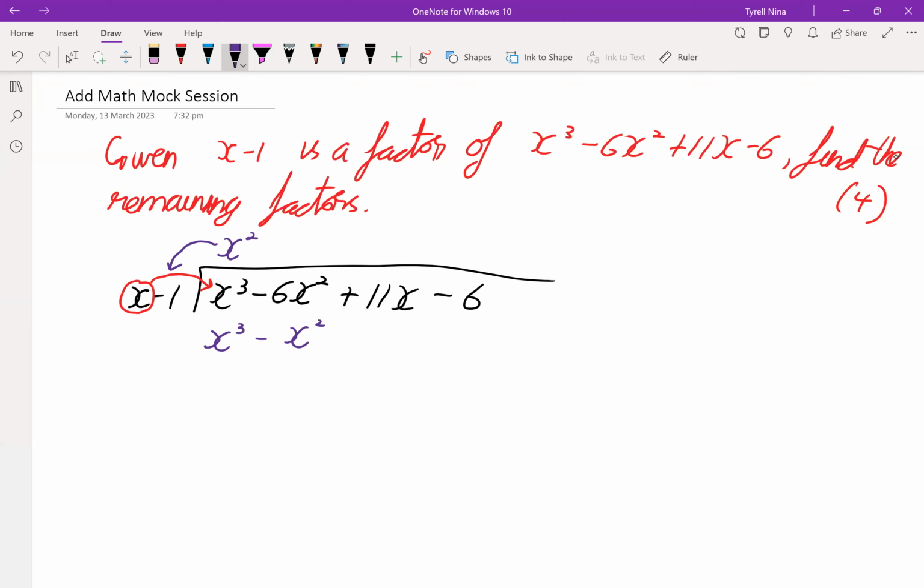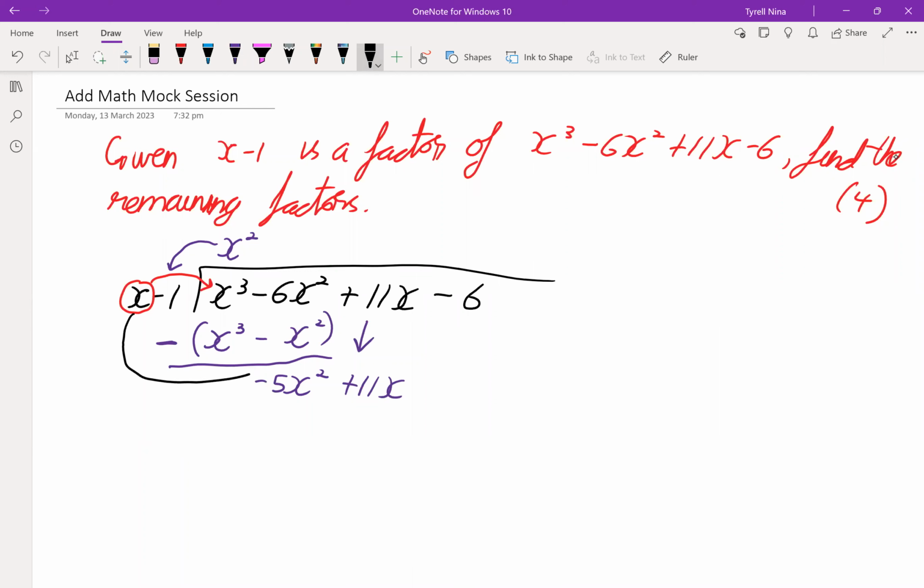And we subtract both of them. Now, sometimes you just kind of mix up the signs, so what I recommend, just to be safe, put this in brackets. That way I don't mix up the signs. X cubed from x cubed is 0. Minus 6x squared minus x squared is minus 5x squared. And then we repeat the process. Actually, we do one other thing. We bring this down. Plus 11x. Now we repeat the process.